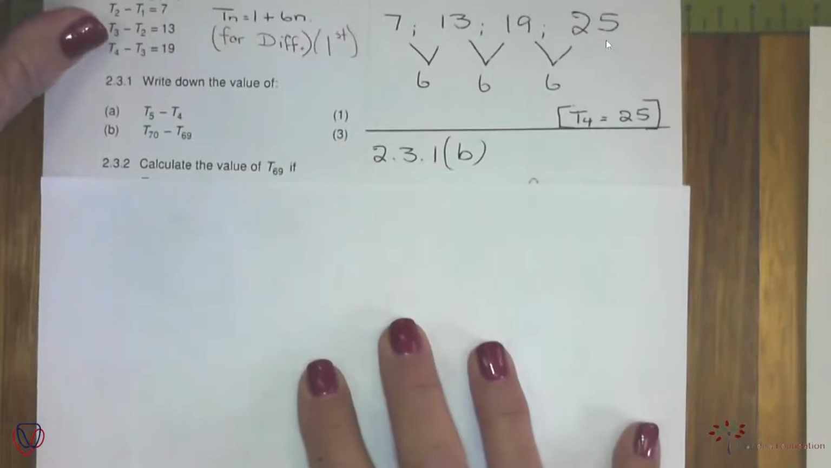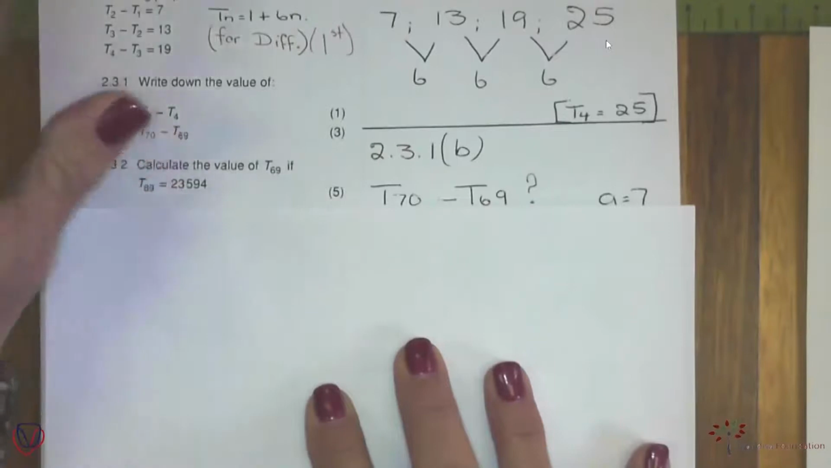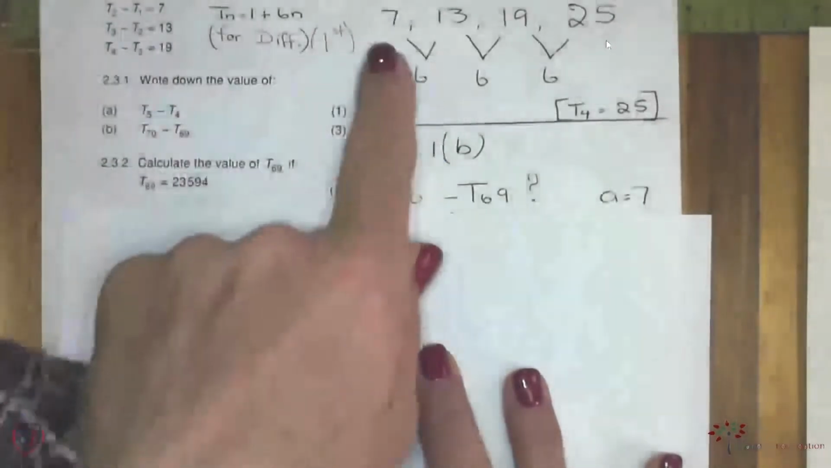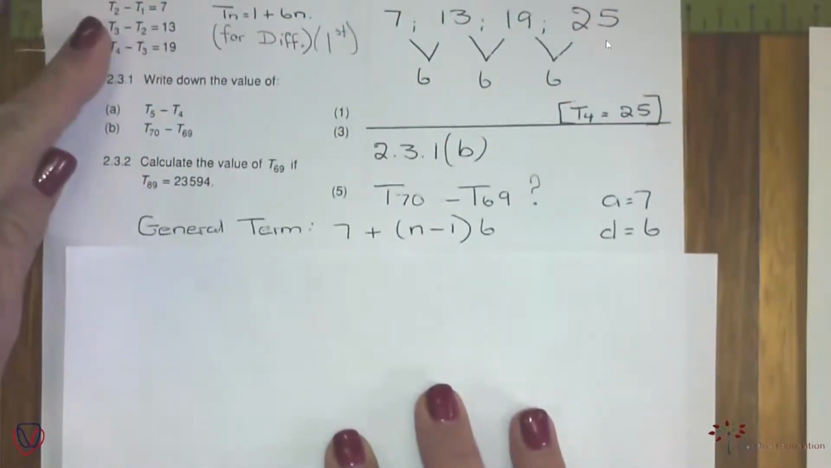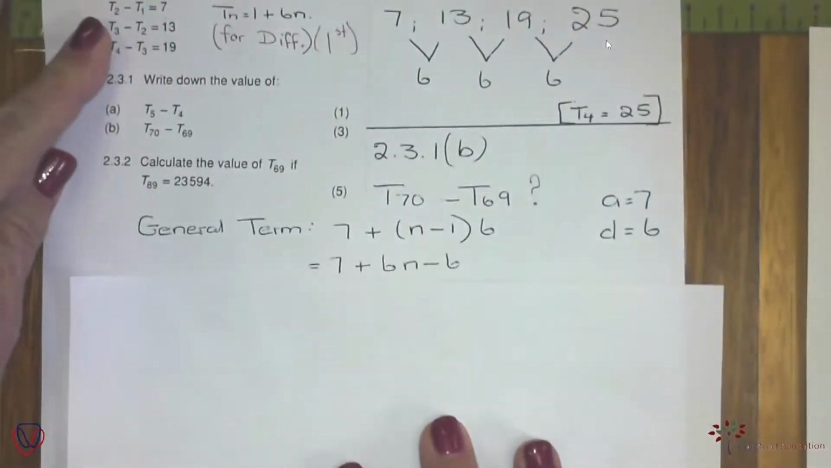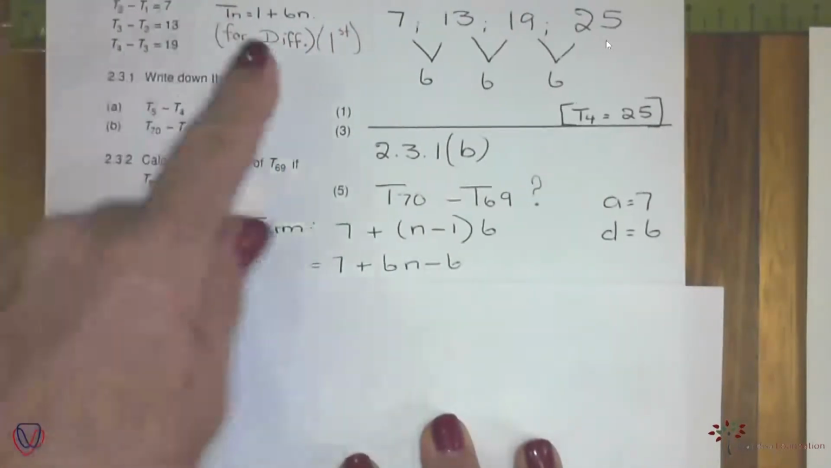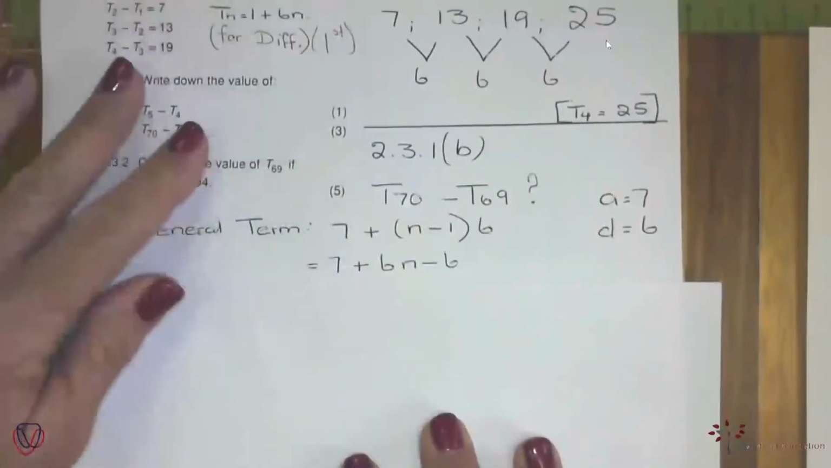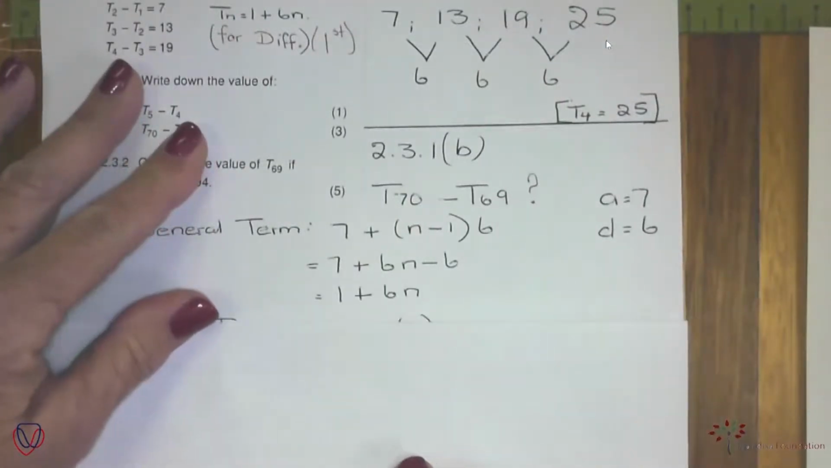2.3.1b. Calculate the value, no, that is 2.2. Let's first go to that one. 2.3.1, T70 minus T69. Now, if we look at this pattern here of the first difference, we're going to say A is 7, D is 6. I wrote it there already, but I worked it out again here to show you where I got that from. It's the nth term of an arithmetical sequence, so it's A plus (n minus 1)d, and we got 1 plus 6n there.